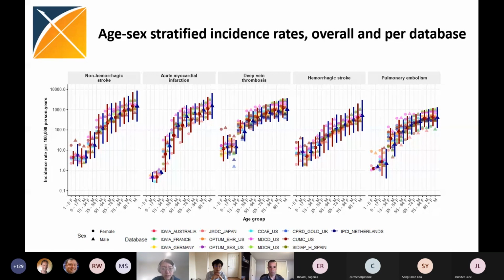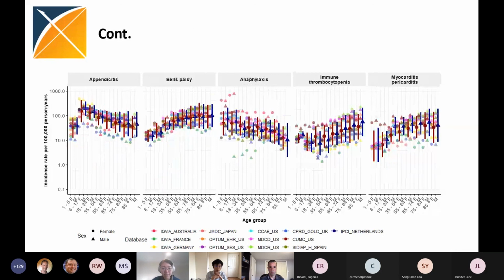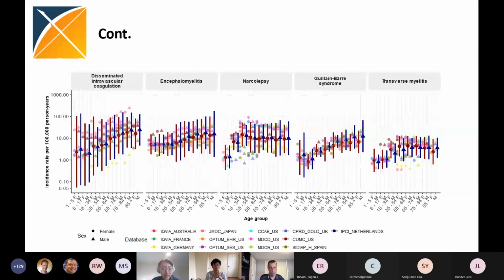And here's another set of the events included. We see they have different age patterns and also different magnitudes of cross-database heterogeneity. And these are some other events of interest.